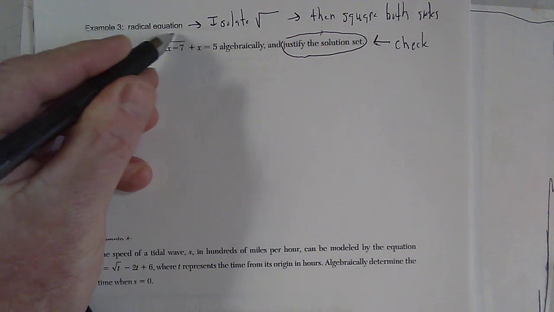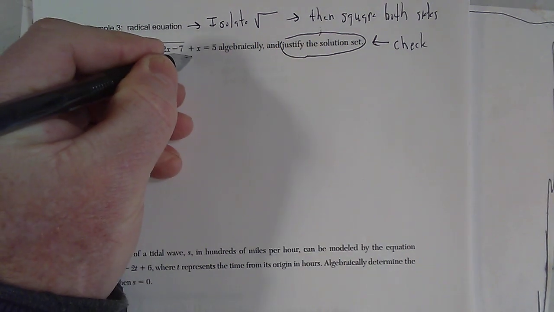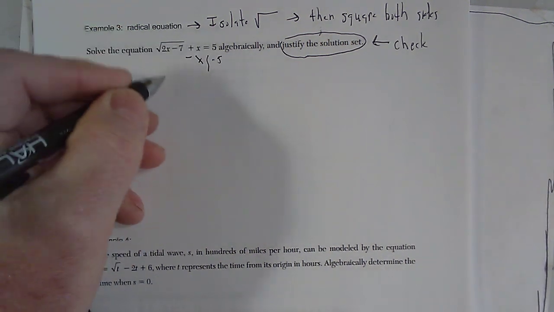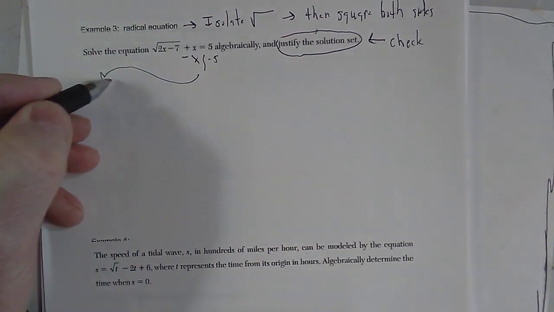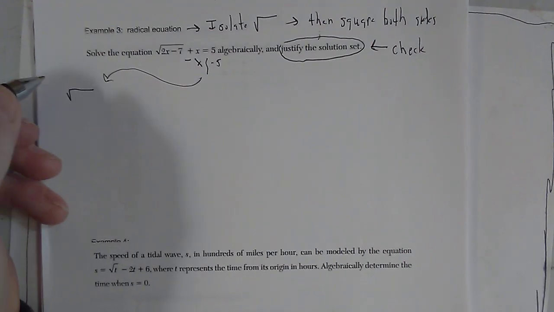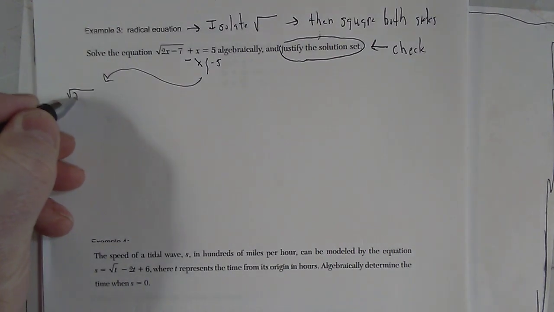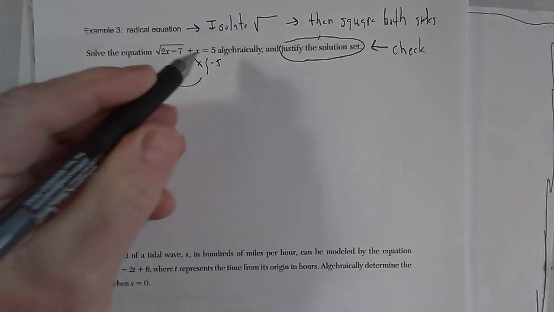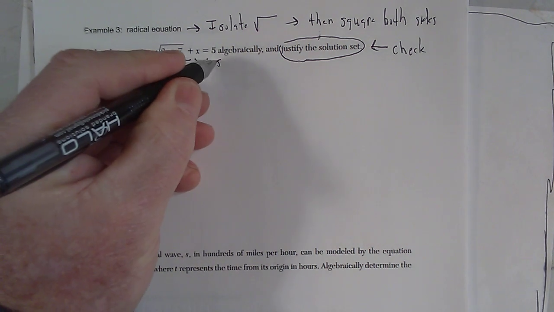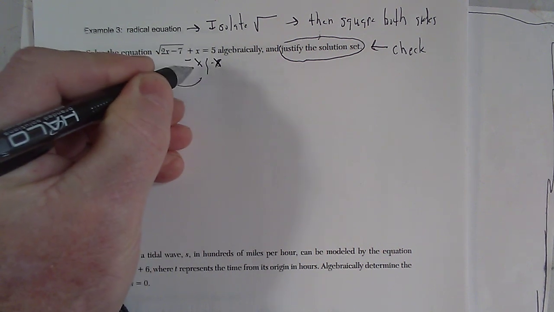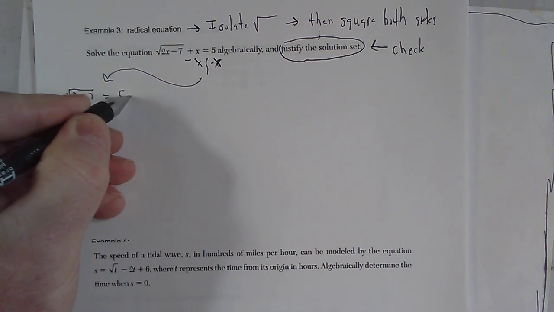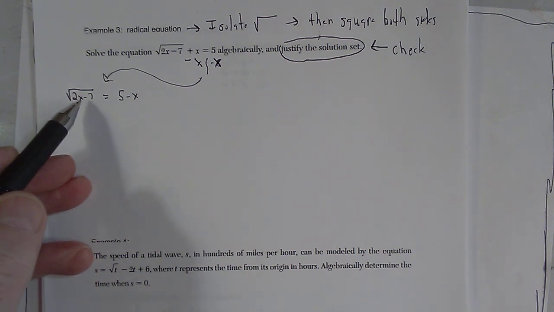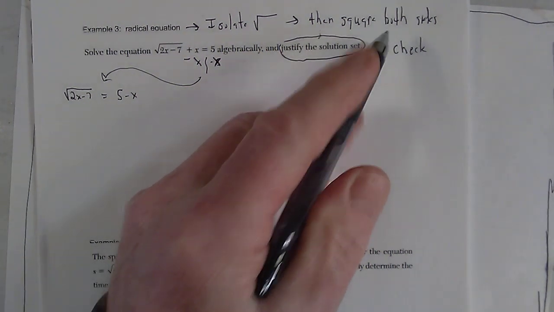All right, so here's the square root. So think about this as one term and get it by itself. So I'm going to subtract x from both sides. So now I get the square root of 2x minus 7, and on this side, this is an x. Subtract x from both sides, so 5 minus x. Square root's by itself, now square.